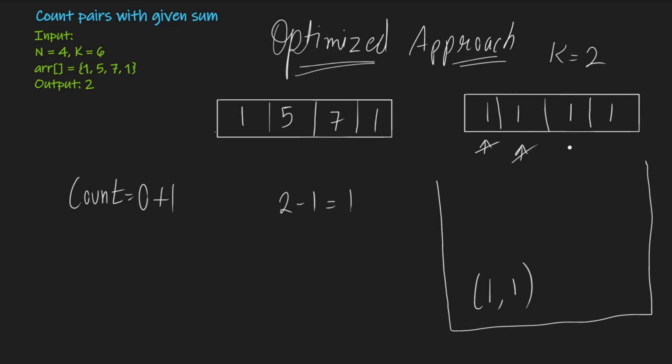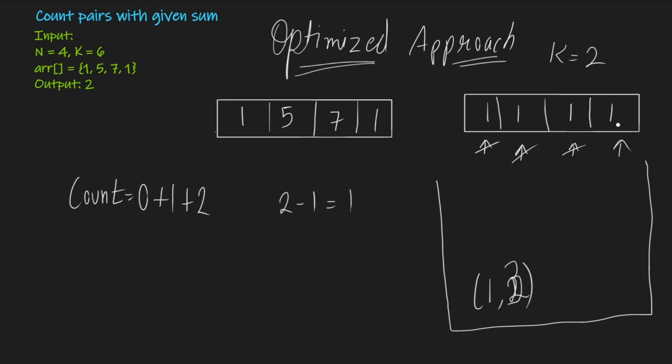Now let's move to the third place, which is basically the index 2. We also have 1 here. 2 minus 1 is 1, but the frequency is 2 now because we have two ones now. So we are going to add this frequency to the count. Why? Because this one will make two pairs basically, one this pair and one this pair. So basically we have two pairs here. Now we are going to increase the frequency 1 comma 3 and we are going to move to the next index.